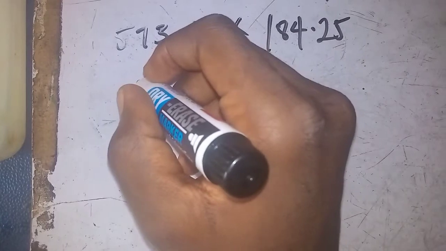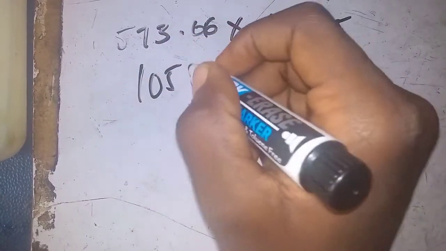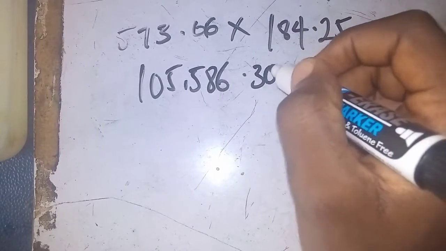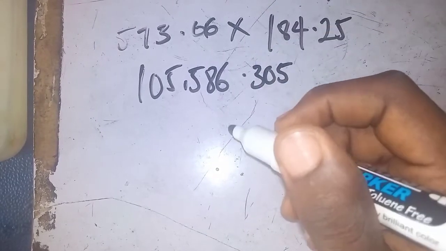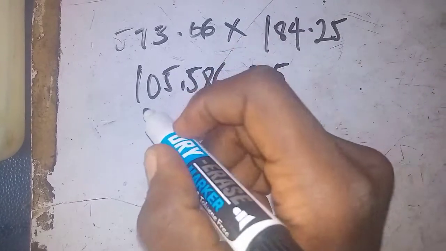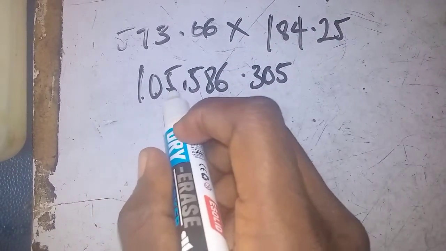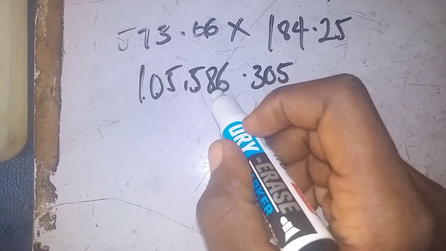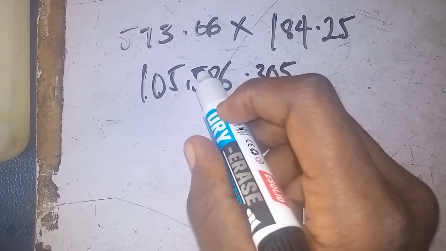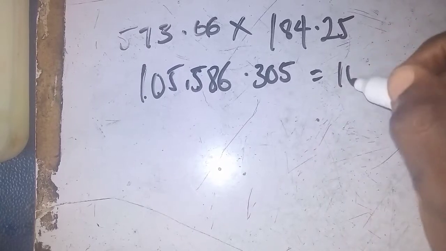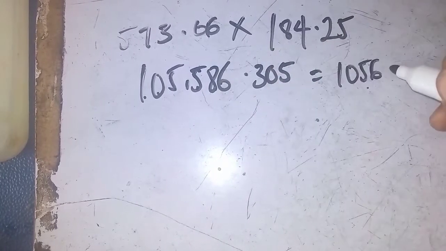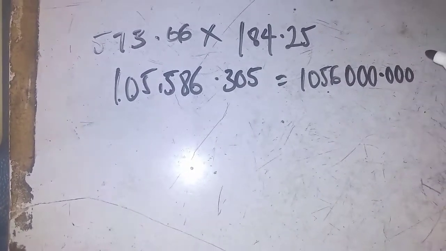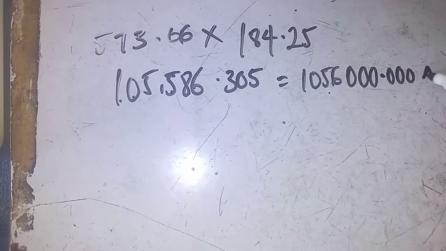Now, according to my calculator, I have 105,586.305. Now, the answer should be evaluated to 4 significant figures. So you count from the beginning, 1, 2, 3, 4. This is 4. Look at the next number that is next to it. Is it more than 5? Yes. So you make it 1 and add it up to this 5. That's going to give you 1056. Then you turn the remaining ones to zeros, 0.000. And from our question, that's A correctly.